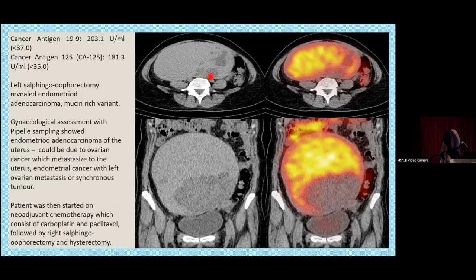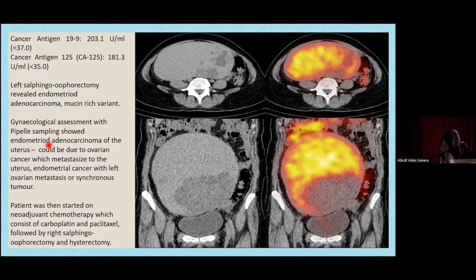You can see from CT that there are inhomogeneous hypodense regions which did not take up iodine, while the rest of the mass actually took up iodine. So the patient was referred to the gynae team. The cancer antigen 19-9 and 125 were very high. Later on, they did a left salpingo-oophorectomy, and it turned out to be another carcinoma, which is endometrial adenocarcinoma, mucin-rich variant.